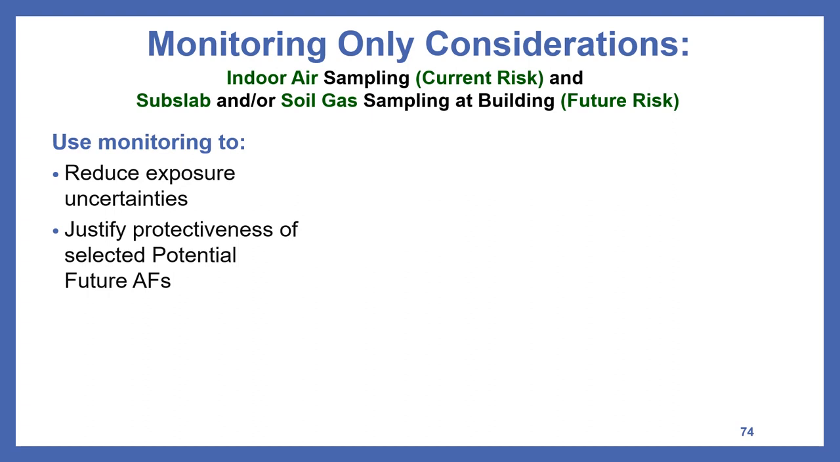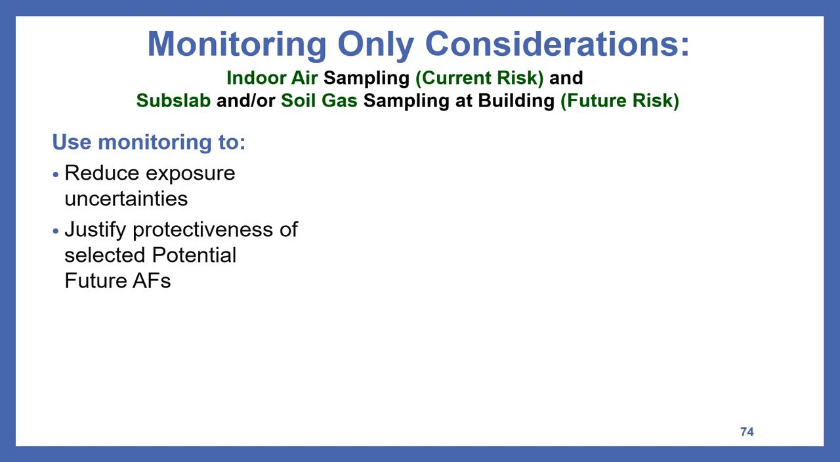Okay, now I'm going to go over some considerations for the monitoring only response action. This could be monitoring of indoor air for assessing current risk and subslab and/or soil gas sampling at the building for assessing future risk. So in general, we're going to use monitoring to reduce the exposure uncertainties, as well as potentially to justify the protectiveness of the selected potential future attenuation factors for that building.